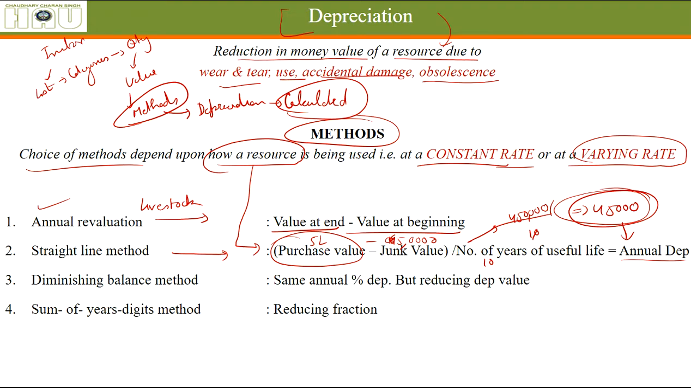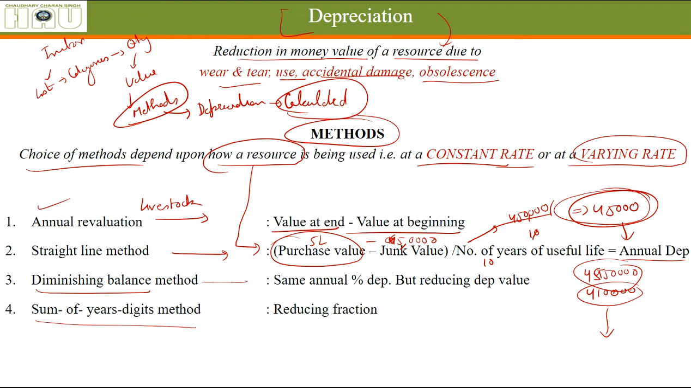The value of the tractor will keep on reducing 45,000 every single year. So at the end of the first year, its value will be 4,55,000. At the end of the second year, it will be 4,10,000. This is how its value will keep on reducing. Diminishing balance method and sum of years digits method. These two are a little typical, so we'll be understanding them one by one with examples.